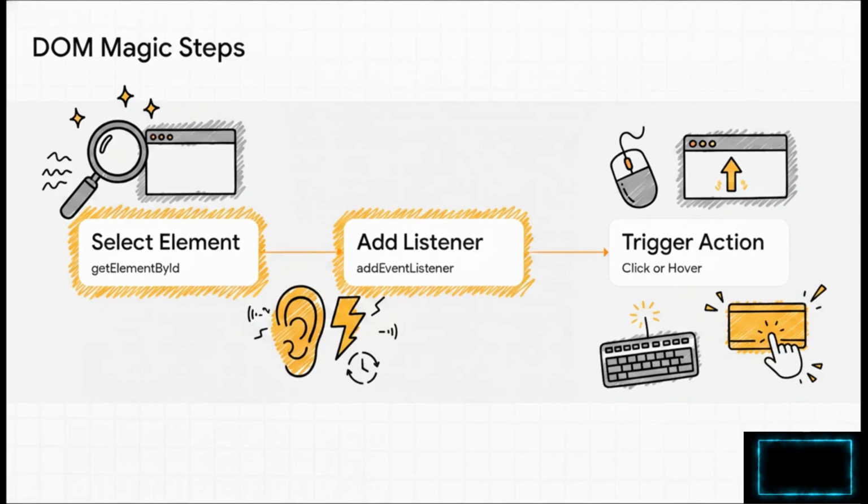This is a massive milestone. When you write a piece of code that says, "When I click this button, change the title color to crimson," and then you click it and it actually happens, it feels like absolute magic the first time you achieve it. You are no longer just building static.